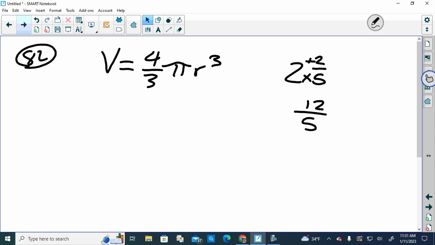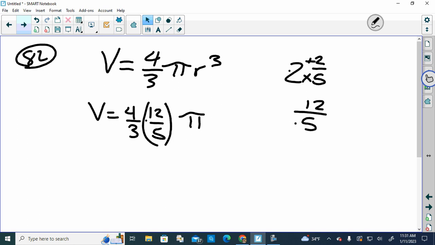If you're wondering whether you did that right, this is improper, right? 12 divided by 5, 5 can go into 12 two times with 2 left over, and then there's 2 as the numerator. We just rewrote it as an improper fraction so that we can plug it into the formula. So we're going to start plugging it in. I have volume equals 4/3. I'm going to scoot pi over to the right side so that we're not skipping back and forth. Now I'm plugging in the radius we just changed.